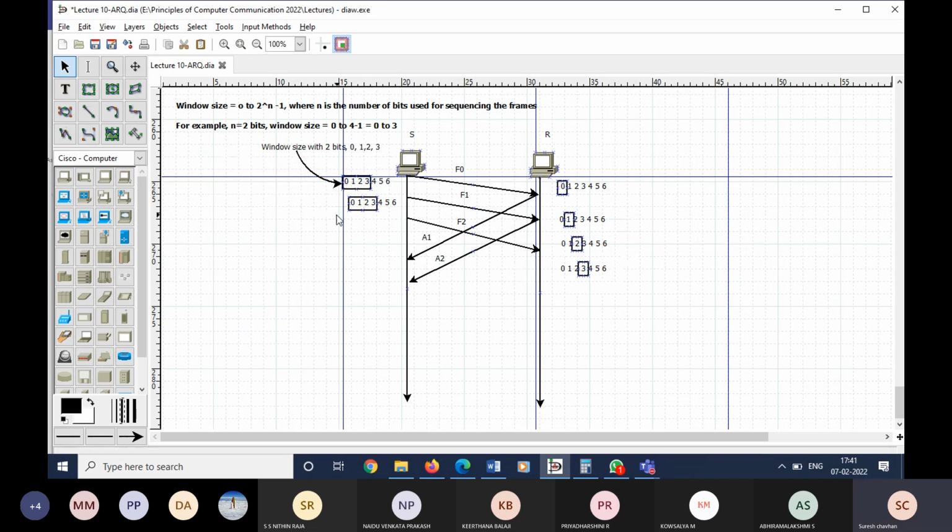Here also the same. The window has not moved to the next. F3 will be sent here. Maximum it can send up to F3, because the window size covers up to F3. But unfortunately, F3 won't reach the receiver. It will be lost. I'll write here: F3 will be lost. This is the A3.